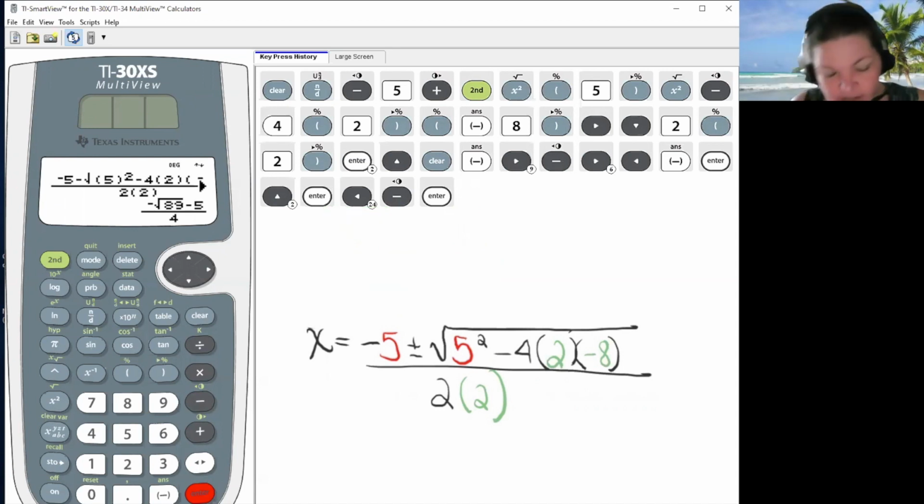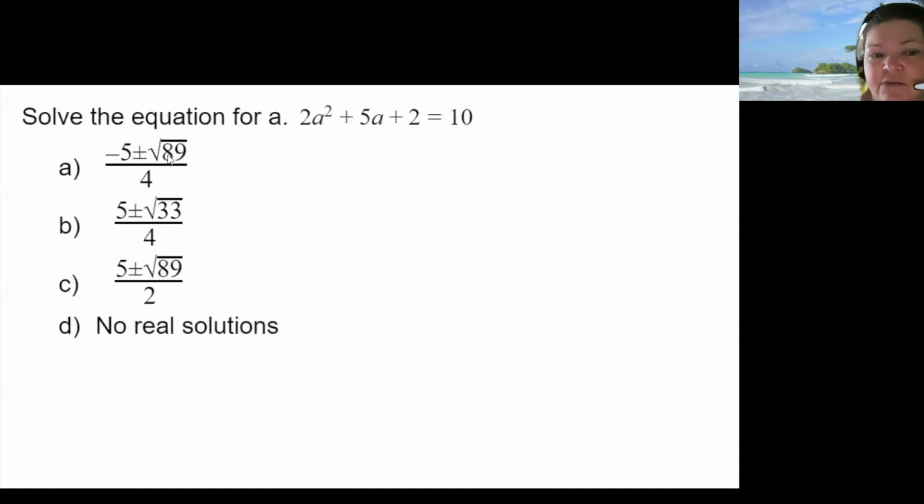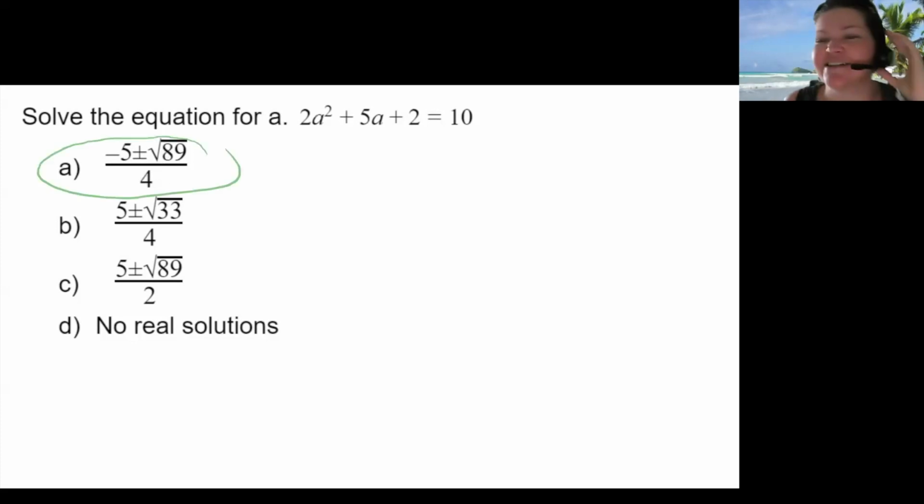And let's go back and look at our answers because they look a little different, but they are equivalent to this one. So you can take a look here. They have their negative 5 first, and we had our negative 5 behind, but we can see that we have negative 5 with a positive or negative square root of 89 all over 4. A is the right answer.